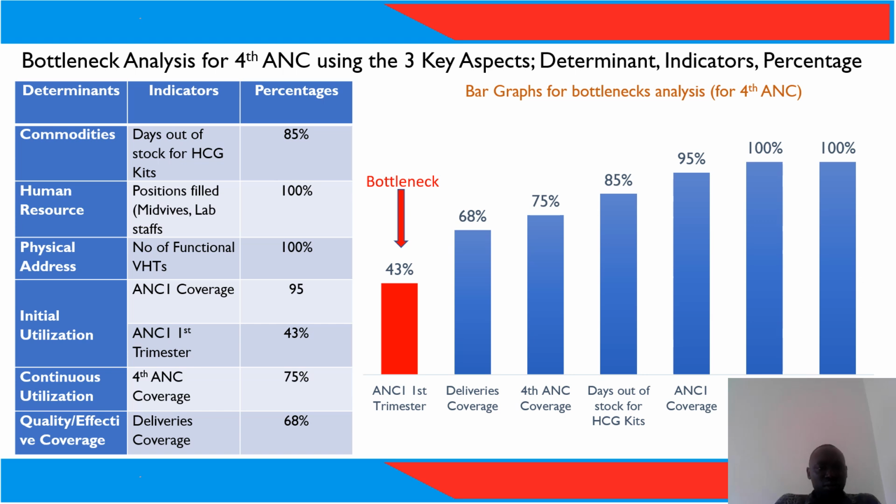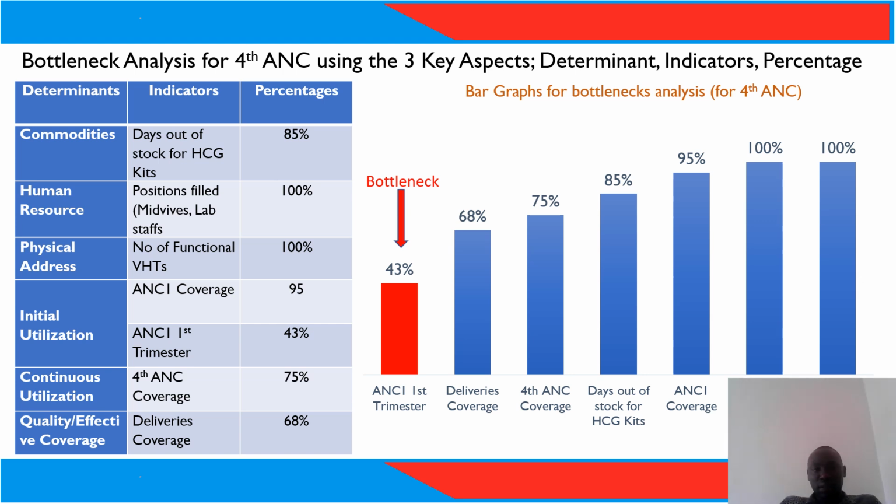Now let's jump to determinant number 2. Since we have the HCG testing kits, the commodities, is the human resource there? Do we have the positions filled with the midwives and the lab staff? This is what we are looking at.